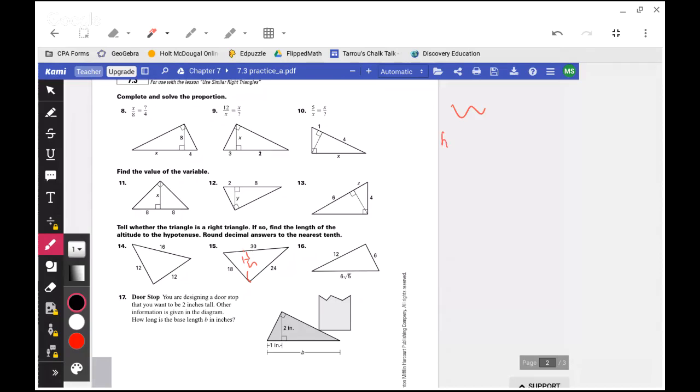Okay, so if we have hypotenuse and the long side, right? For that one, your hypotenuse would be 18 for the small triangle, and your long side would be H. And then for the big triangle, we know the hypotenuse is 30, and the long side would be 24, right? So then you've got your proportion. You just cross multiply, divide, and that will give you the altitude.